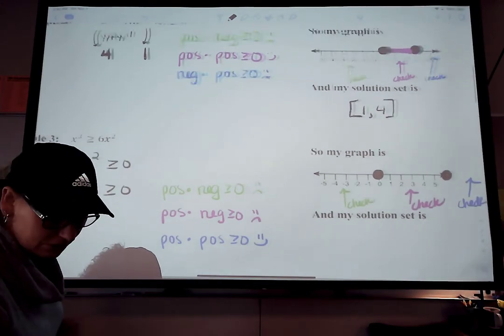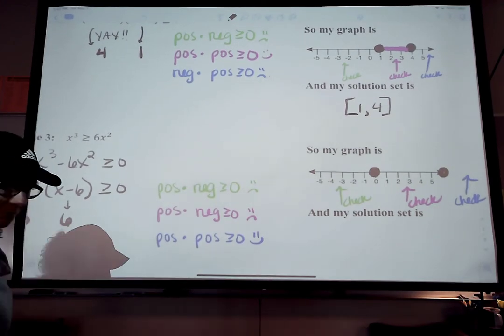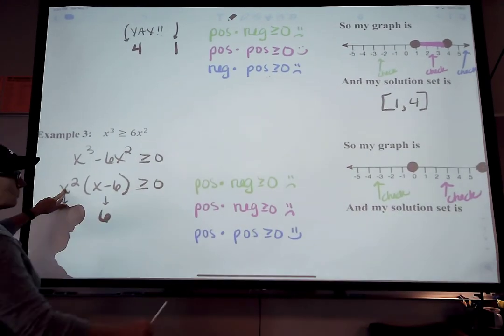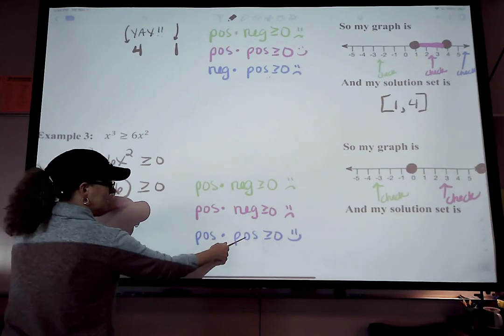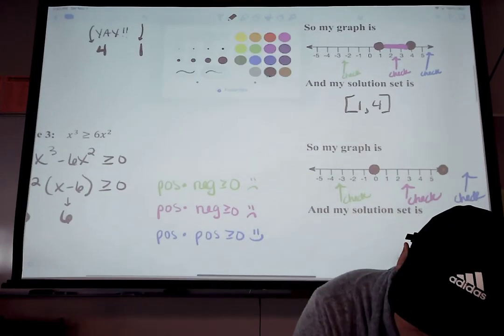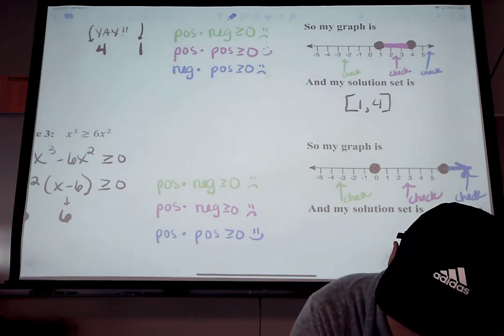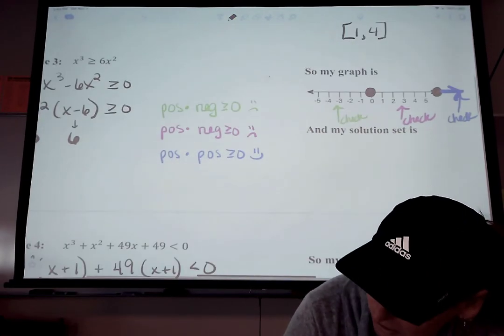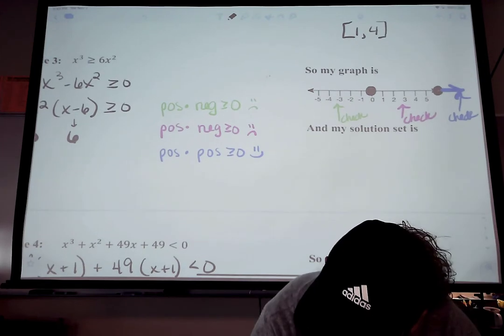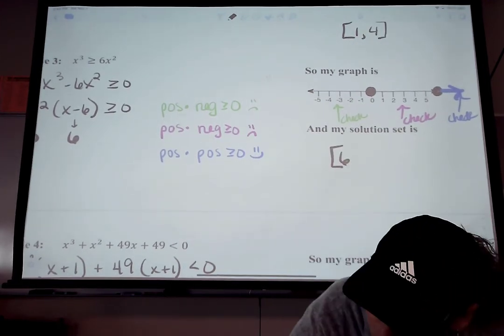Pick a number from the blue region. Like, I don't know, 100. 100 squared. 100 minus 6. Yes, color the blue region. So our solution set starts at 6. It's colored, so include it, and go to infinity.